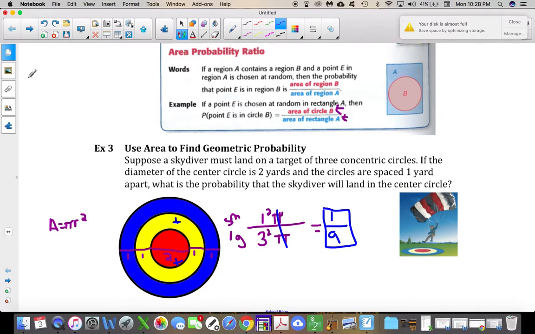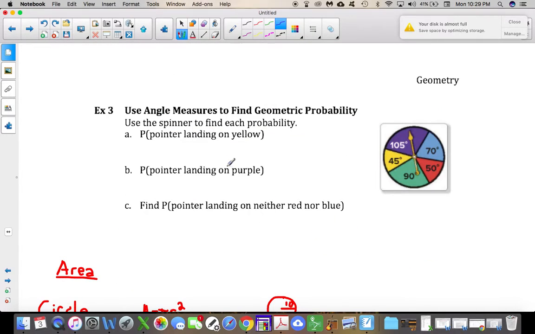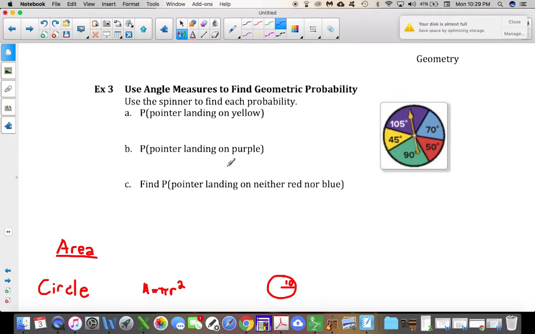Okay? Next page. This is the last example. Example 3. Use a spinner to find each probability. The probability that the pointer lands on yellow. I think these are printed in black and white on your screen, so I apologize. Maybe label these as yellow and purple and blue and red and green, so you know which segment is which. Okay, so there's that for you.